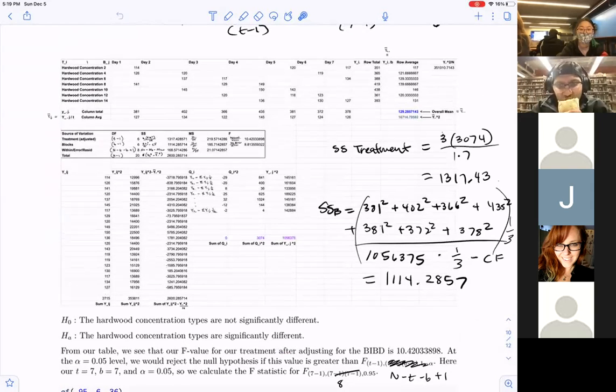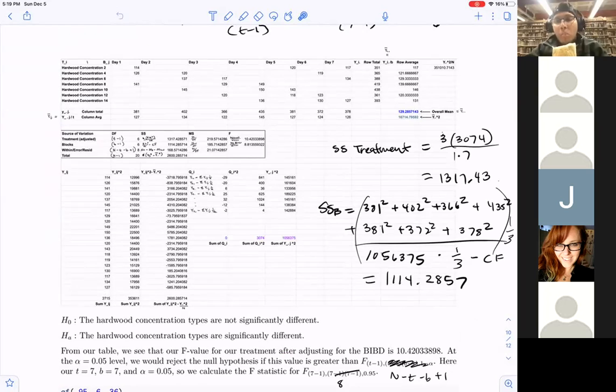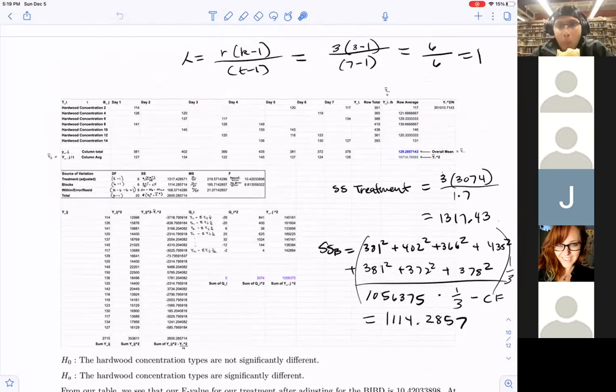Okay. The two conditions? Yes. I asked for the two conditions to check for model validity, which was on the midterm, I think, as the final question, or it was homework. The two conditions are B times K must be equal to R times T. And the second one is finding the value of lambda and making sure that it is a whole number, using the formula lambda is equal to R times the quantity K minus one all over T minus one. If lambda is not a whole number, then you cannot do BIBD.